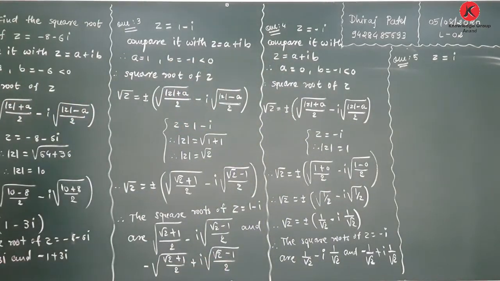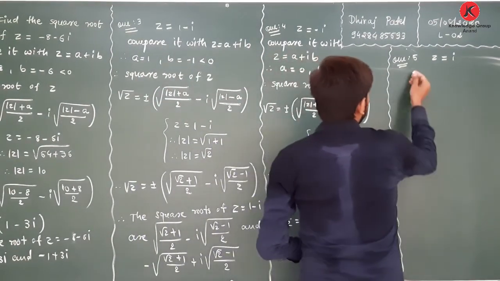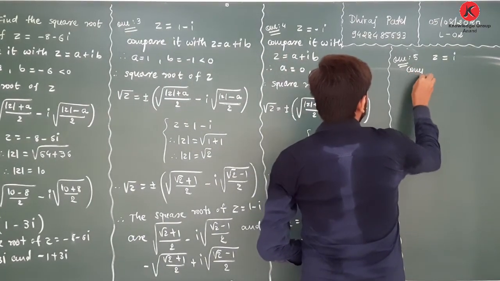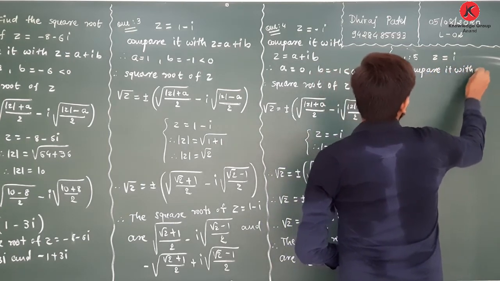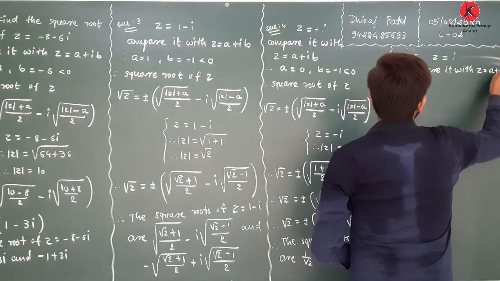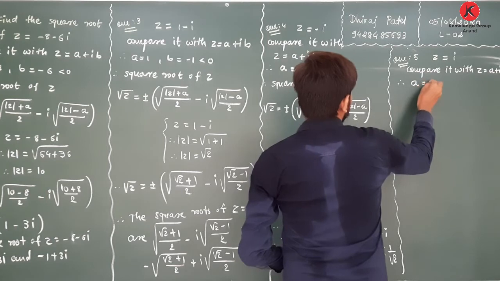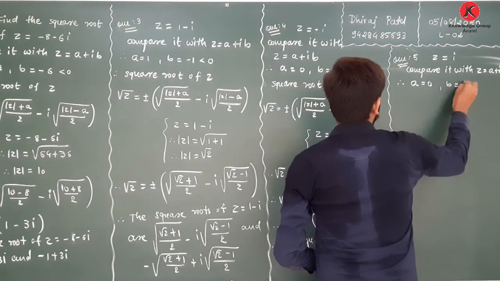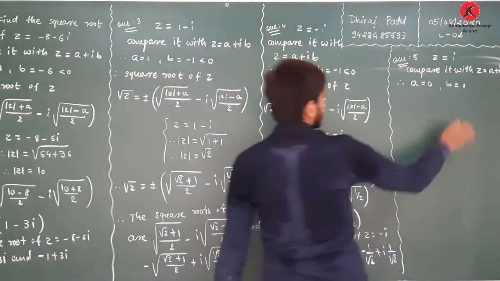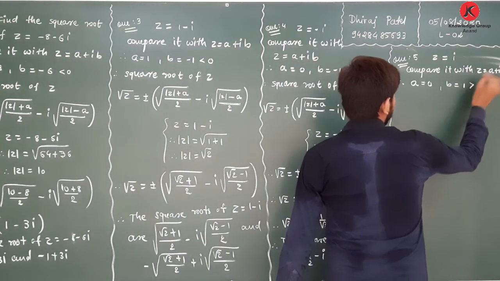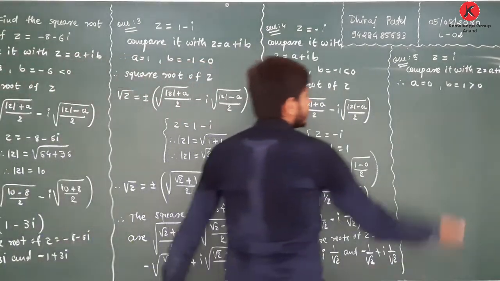Here z equals to I already is in standard form. Therefore compare it directly. Compare it with z equals to a plus ib. Therefore real part a is 0 and imaginary part b is equals to 1. Now check the condition. Imaginary part is positive or negative. Here b is greater than 0.